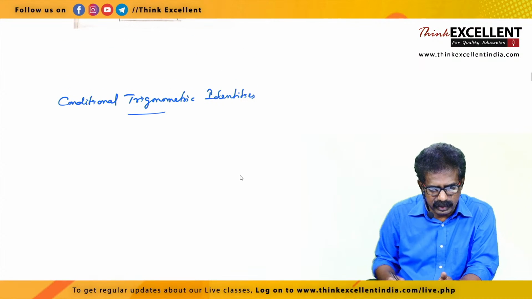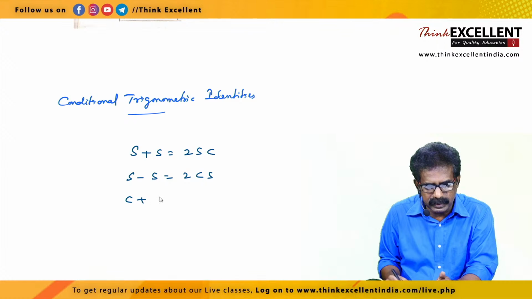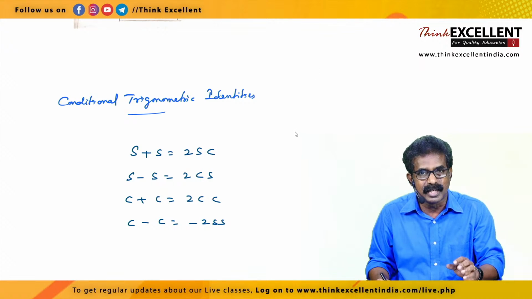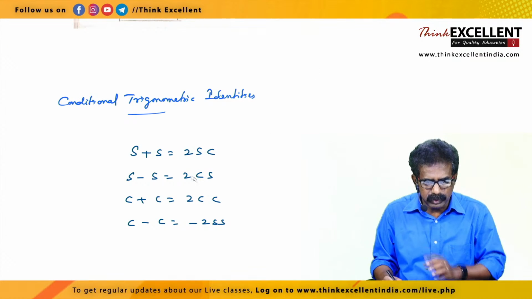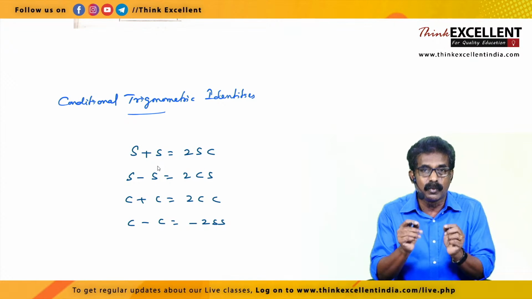So just let me explain. S plus S equal to 2SC, S minus S equal to 2CS, C plus C equal to 2CC, and C minus C equal to minus 2SS. I'm sure the students who attended the last class would definitely have studied this. Some students may be new today. I'll tell you what the use of this formula is and what it means.